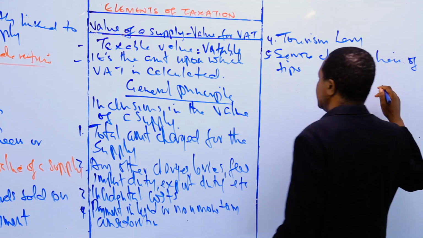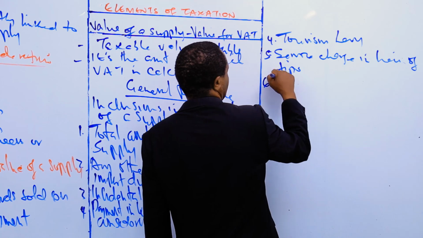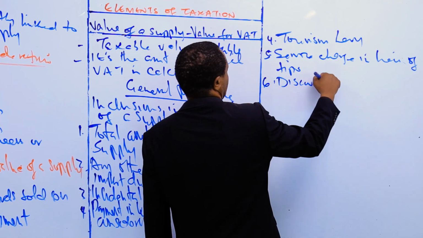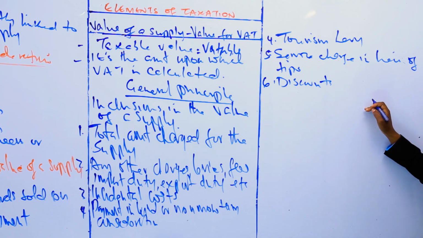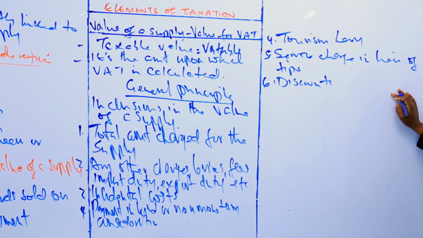We can also cite number 6, discounts. Discounts are exclusions from the value of a supply. This is bona fide trade discounts offered at the time of a supply. They generally reduce the taxable value. So these are 6 exclusions from the VATable value.